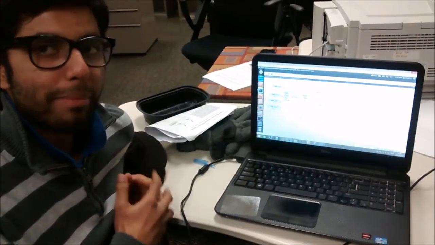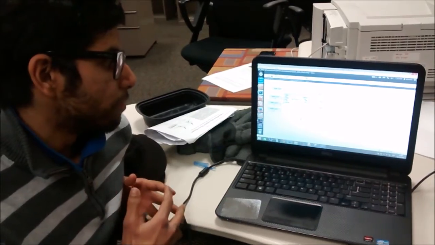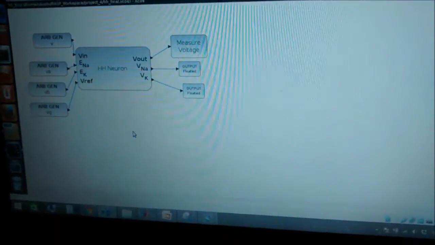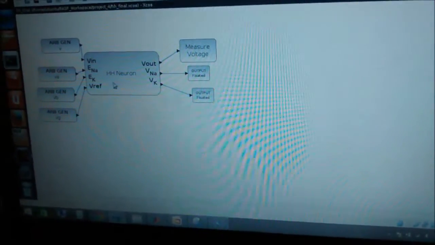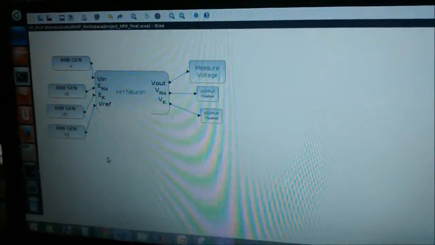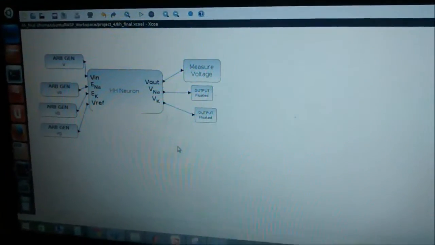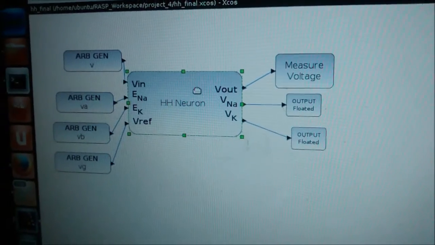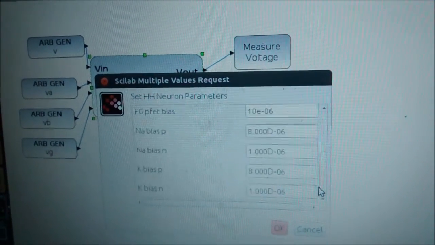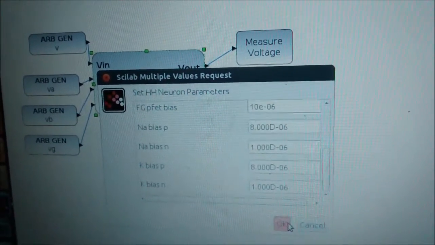That we found out in the previous video, we tried to model our HH neuron using those values. If you can zoom into the picture, here we have used the HH neuron block, and we have used the ARPGen for the input voltages for different values of Vin, ENA, EK and Vref, and the outputs were collected in this manner. These are the biasing values that we have given. These are the different values that we found out from the previous experiments.